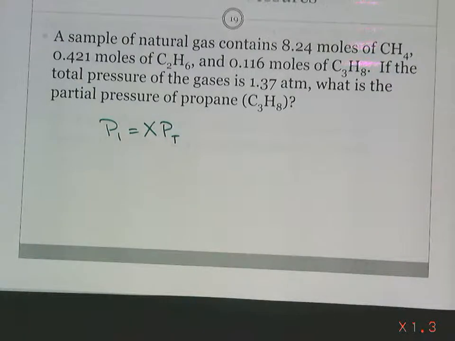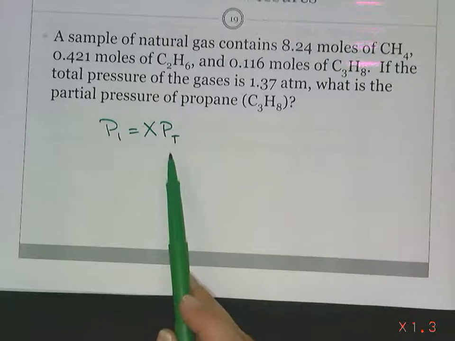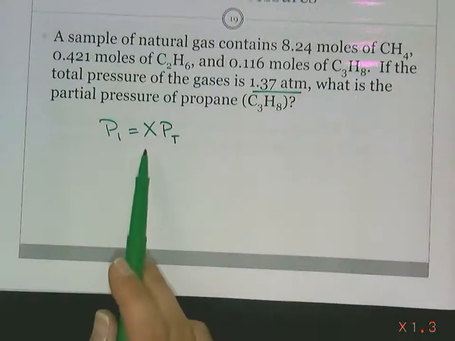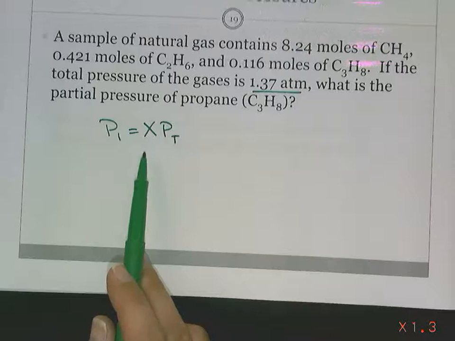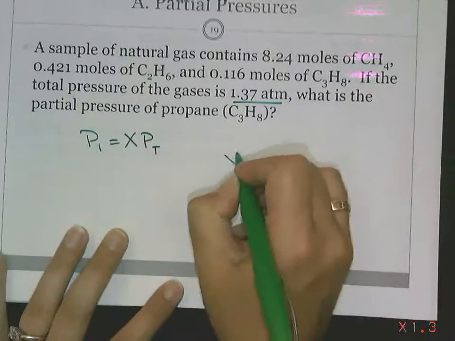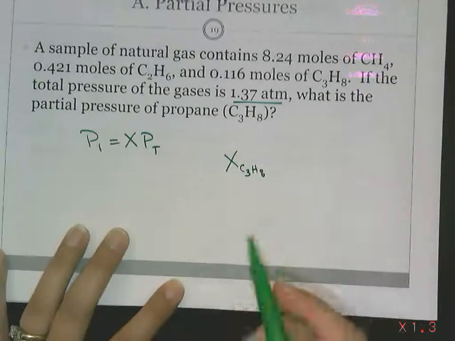Okay, do we know PT for this particular system? Do we know the total pressure? Yes, it's given to us. Do we know the mole fraction yet? No, so we're going to solve for the mole fraction first and then plug it in. All right, so I want the mole fraction of that one.